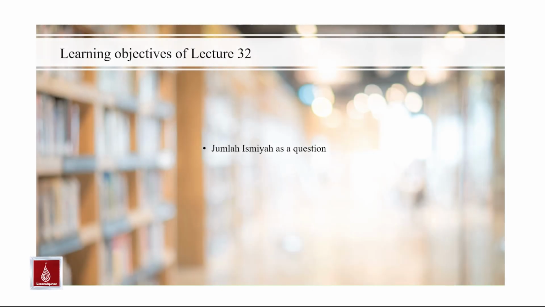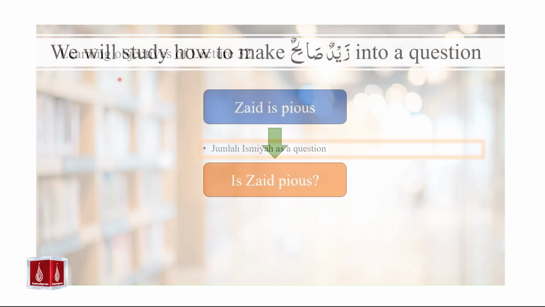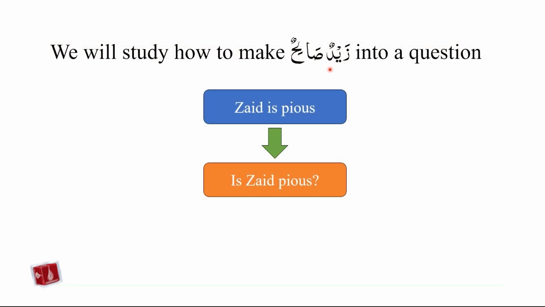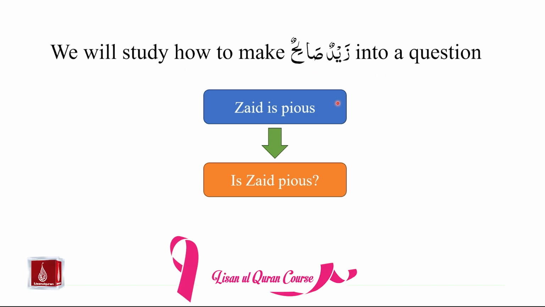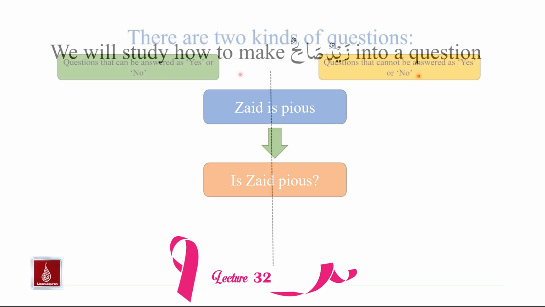In this lecture, we will study how to use Jumla Ismiya as a question. We will study how to make Zaidun Swalihun into a question. In English, we have Zaid is pious. And in question form, we will ask, is Zaid pious? In Arabic, we will try to convert Zaidun Swalihun into its question form.